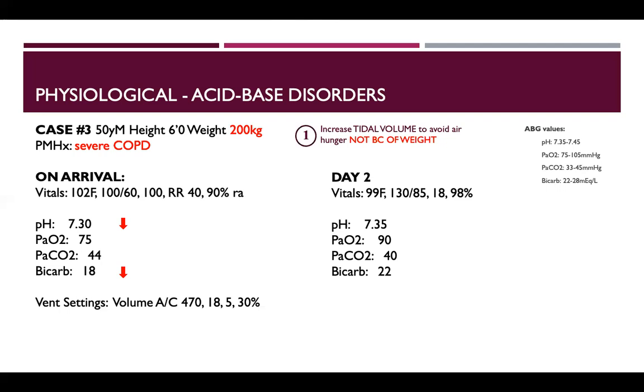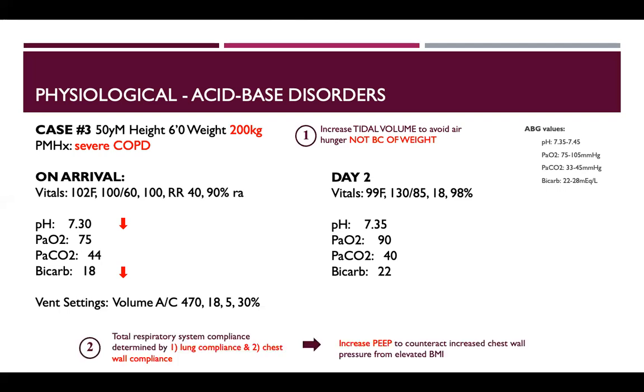In order to address the weight that you're pointing out, this is also something you guys nailed on the pretest: the total compliance here is going to be determined by the actual lung compliance, unless they have some sort of disease going on that's making them less or more compliant, and also chest wall compliance. So if a patient is 200 kilograms, there's going to be a lot of weight coming down on their chest. That's going to make it harder for the respiratory system to move air in and out effectively.